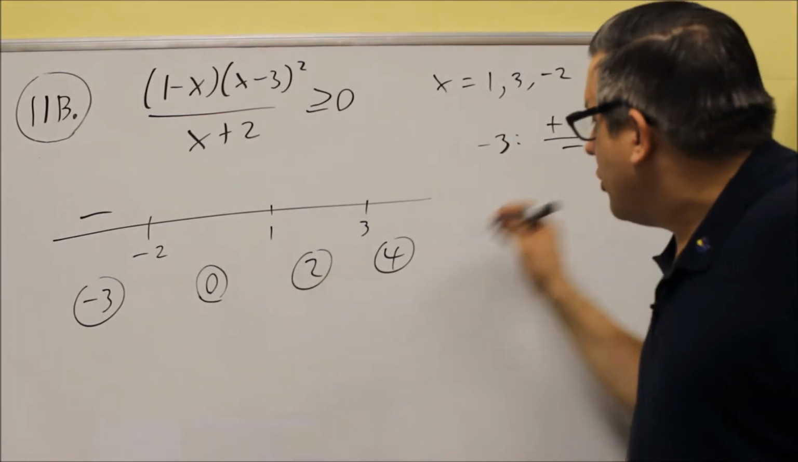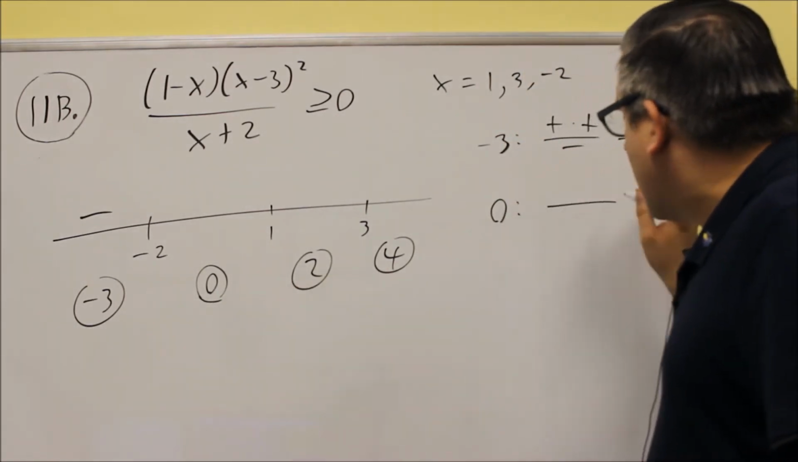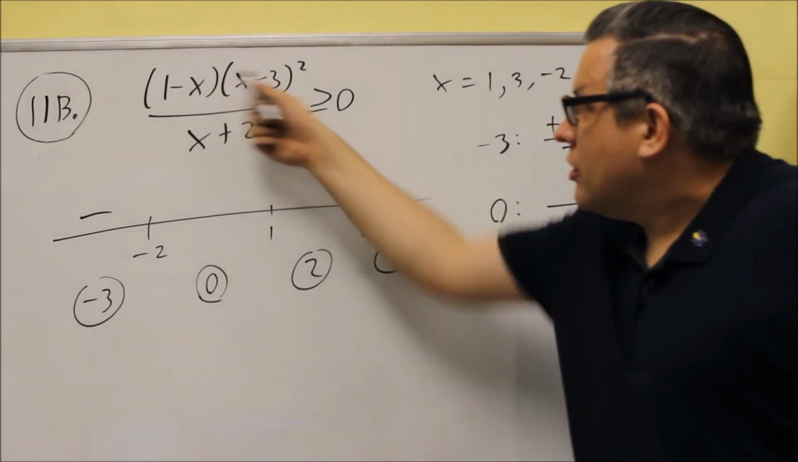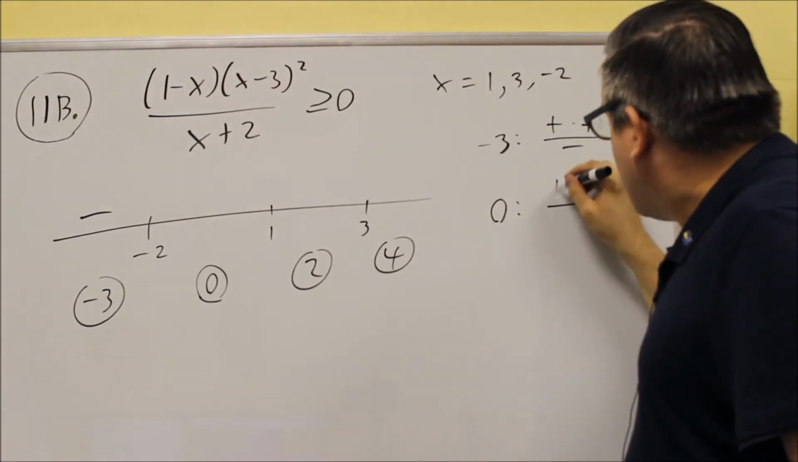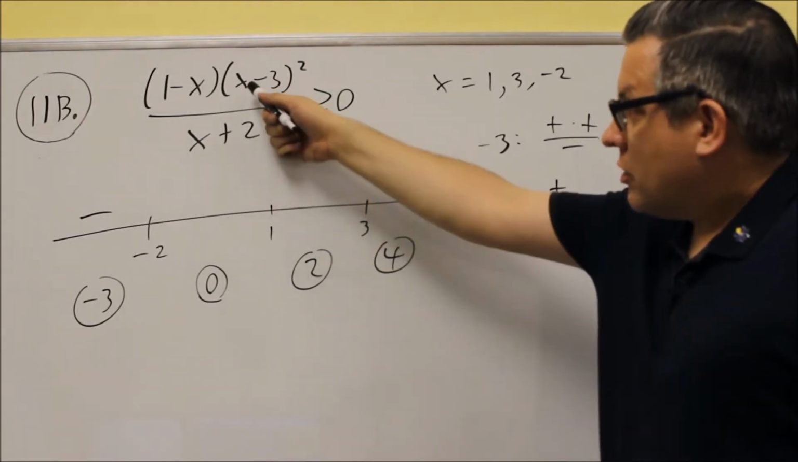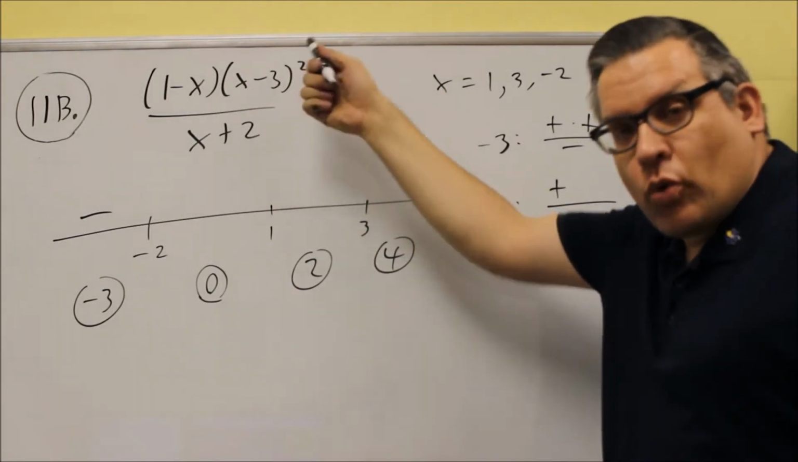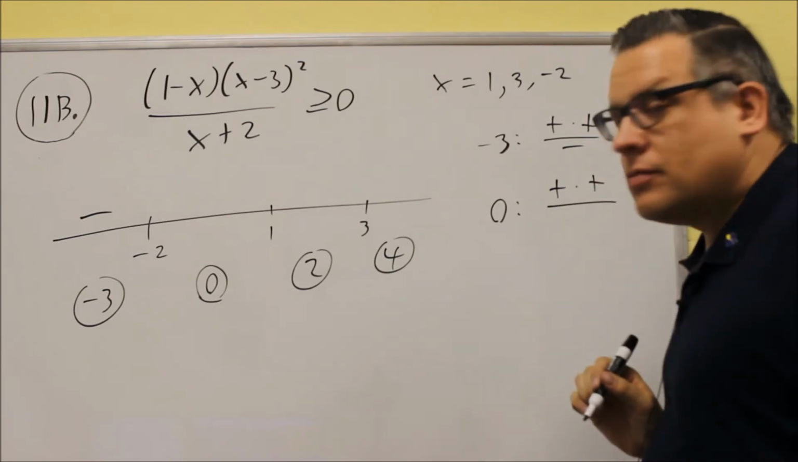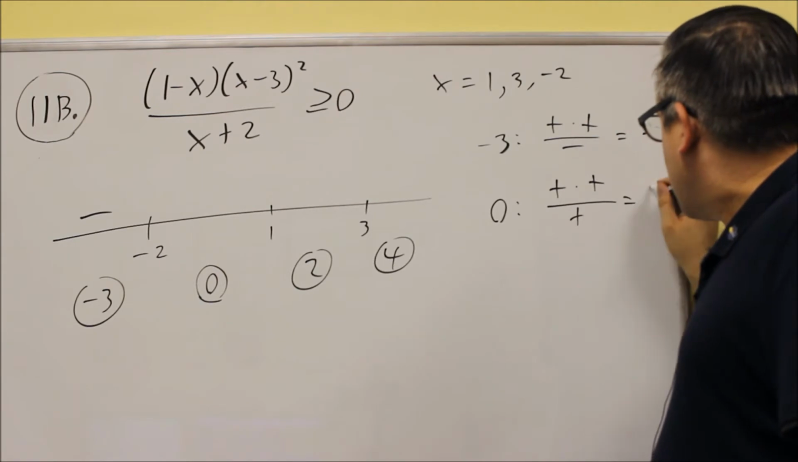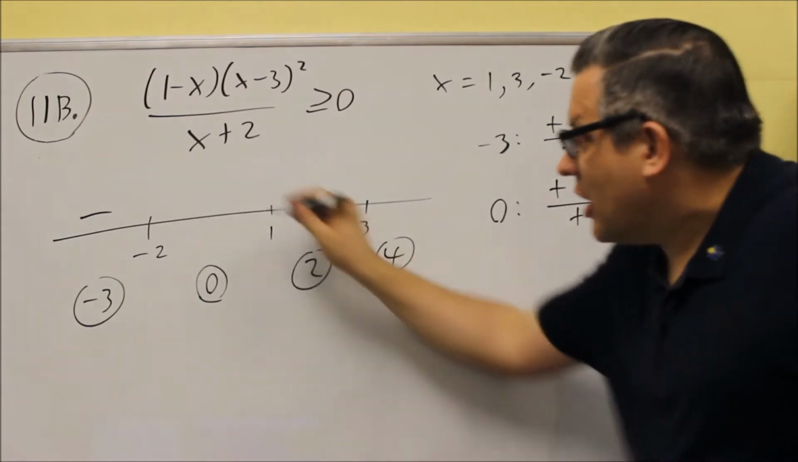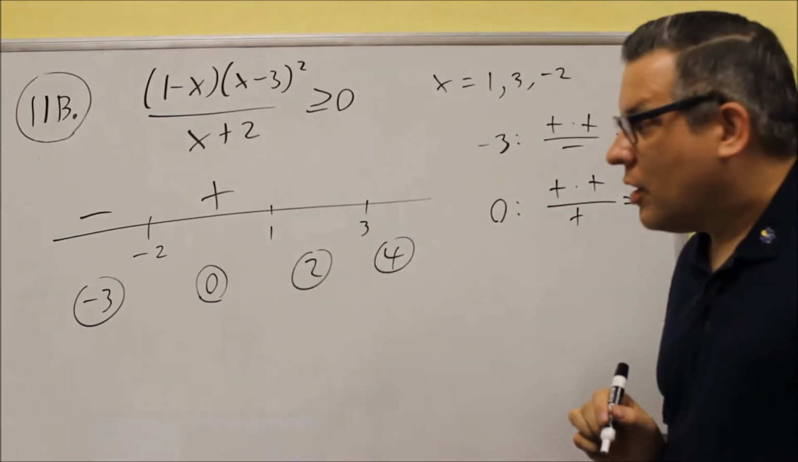Let's do the next one. We're going to do 0. So 0, we're going to plug into each of these. 1 minus 0 is positive. 0 minus 3 is -3 squared. That's going to be positive. 0 plus 2 is also positive. And so the ending result is I get a plus here.